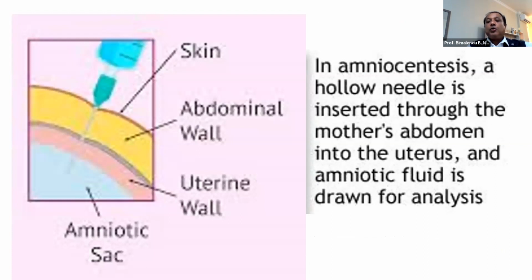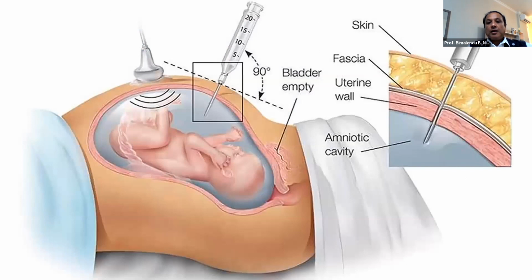In amniocentesis, a hollow needle is inserted through the mother's abdomen into the uterus, and amniotic fluid is drawn for analysis. This is how you can see: the outermost covering is the chorion, and then comes the amnion, and the cavity is called the amniotic cavity. And there are many fetal cells from the fetus, and you can collect those cells. Although your insertion of the syringe should be guided by an ultrasonogram camera. That is very, very important. Otherwise, there is a risk that you can injure the fetus.